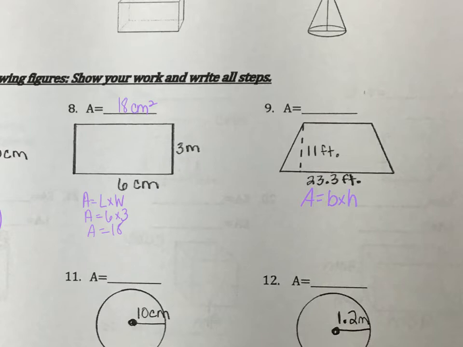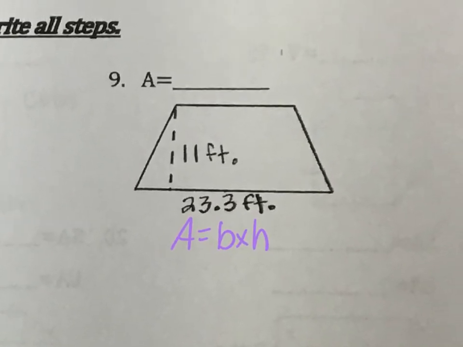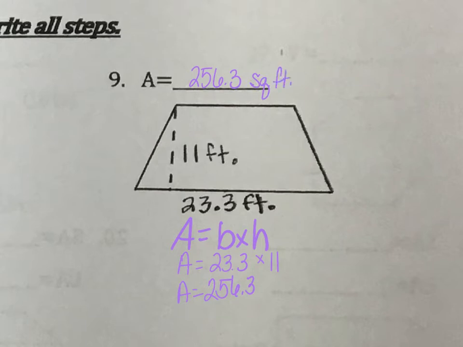All right, number 9. This is a parallelogram, and our formula is area equals base times height. So area equals 23.3 times 11. Area equals 255.3? That's what I got. Anybody else get anything different? I have 256.3. That is correct. It's 256.3 square feet. Okay, that's number 9.